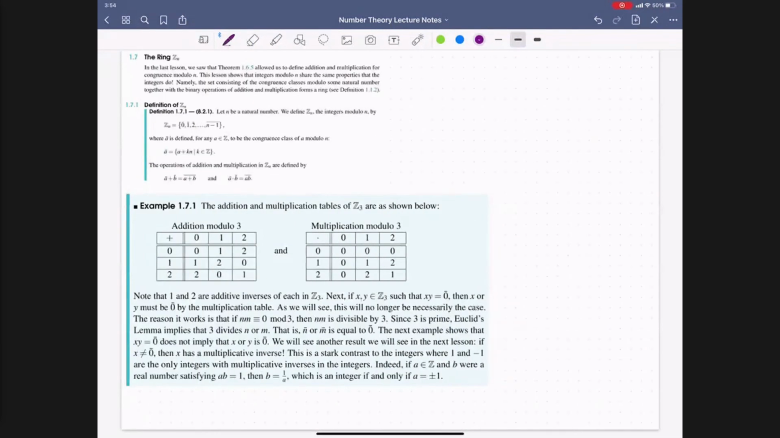So in observation, we see that 1 and 2 are additive inverses of each other, because if we do 1 plus 2, we get 0. If we do 2 plus 1, we get 0. And so we have that 1 and 2 are additive inverses of each other.